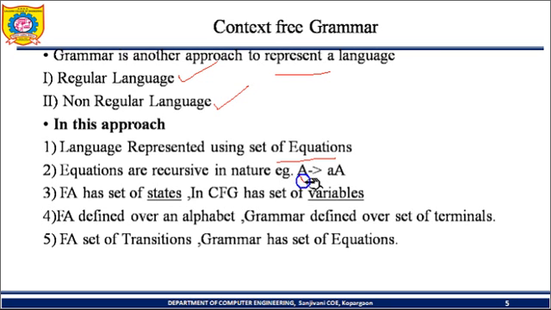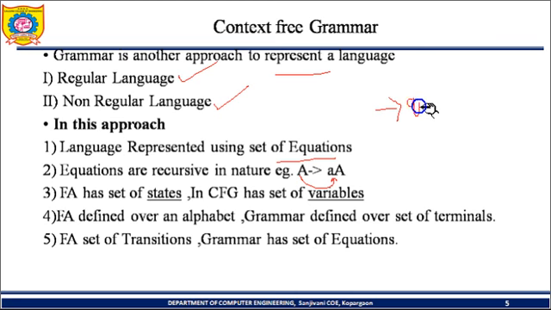Here you can see this a will appear on its right side. So these equations have a variable which will appear on the right side. So these equations are recursive in nature. Finite automata have a set of states.